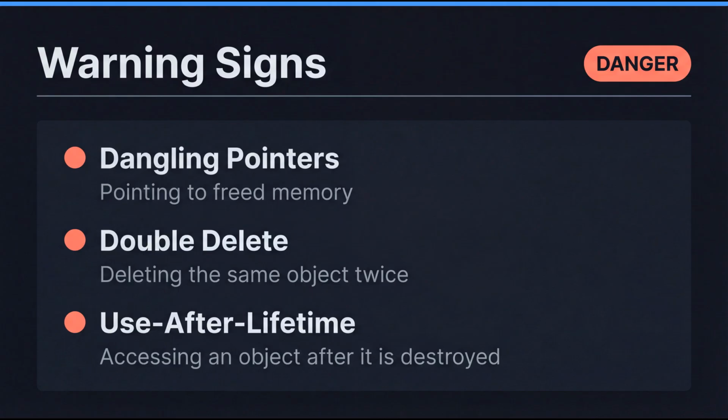Second, double delete. Deleting the same heap object twice. This corrupts the memory allocator and leads to unpredictable failures. Third, use after lifetime ends. Accessing an object through a pointer or reference after the object has been destroyed. This includes returning references to local variables and holding pointers into reallocated containers.